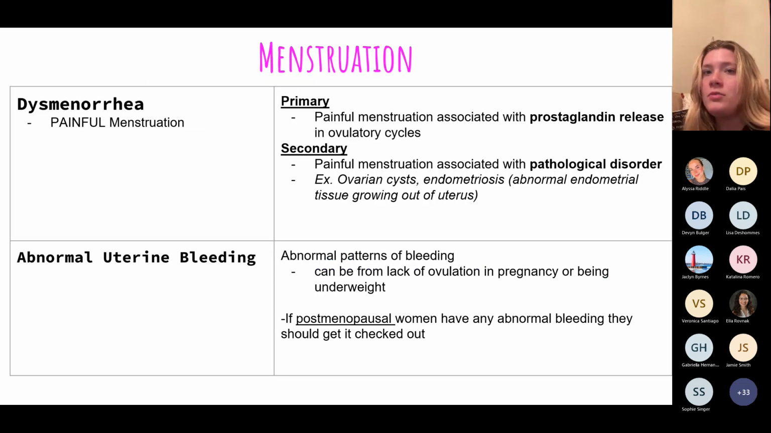Okay. So for females, we're going to talk about menstruation. Dysmenorrhea is painful menstruation, usually associated with prostaglandin release. That's a primary.